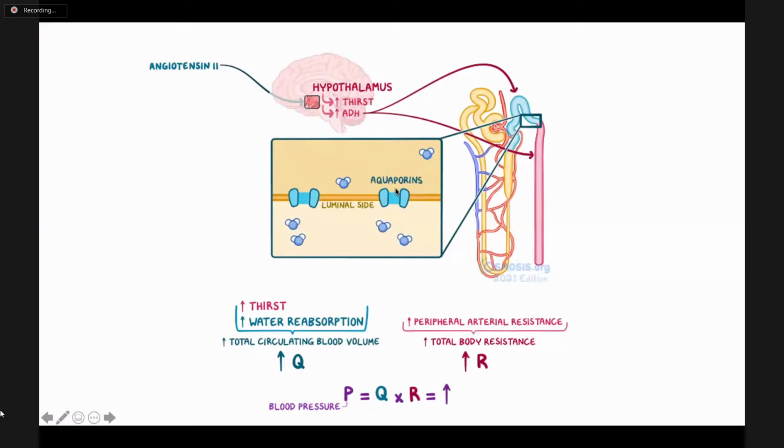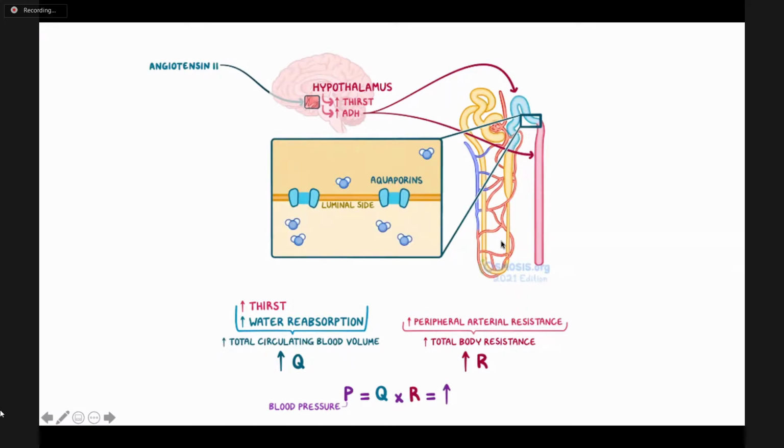Therefore, this aquaporin will enable water reabsorption from the tubular lumen back into the cell, then to the peritubular capillary. So more water will be reabsorbed because of the release of antidiuretic hormone from the pituitary. As you all know, blood pressure depends on the total circulating blood volume, the cardiac output times total peripheral resistance. So when there is increased thirst, there will be increased oral intake, increased water reabsorption, increased blood volume. So this will increase the total circulating blood volume.